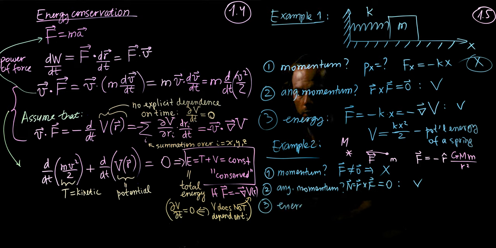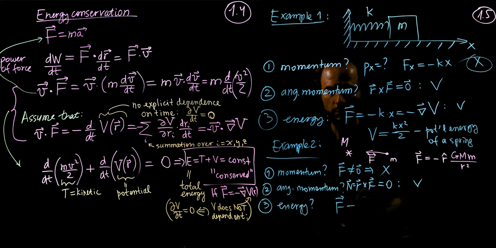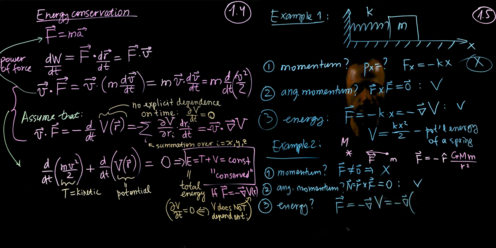What about the energy of the system? Well, let's try and see. Can we write out this force as a spatial gradient of a time-independent function of only coordinates? Well, in fact, you can do this, where V, the potential function, is given as minus G M M over R, as you can verify. Therefore, the energy in the system is conserved.